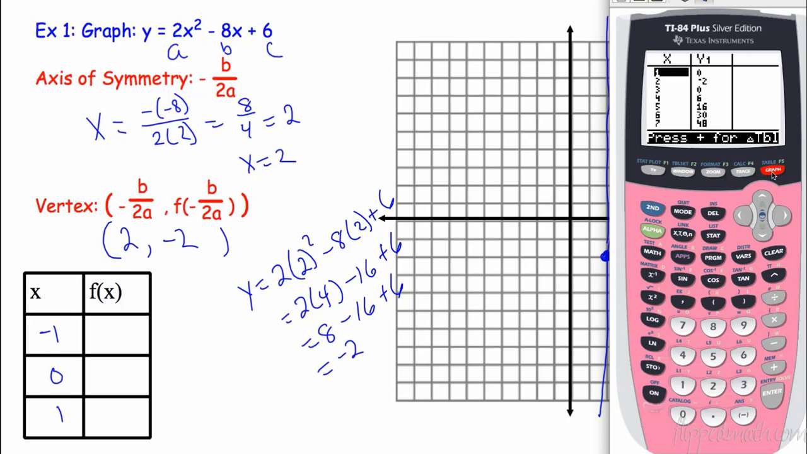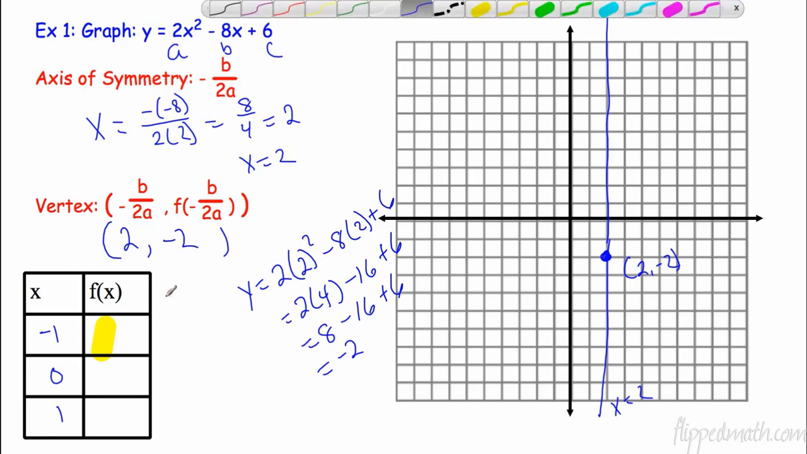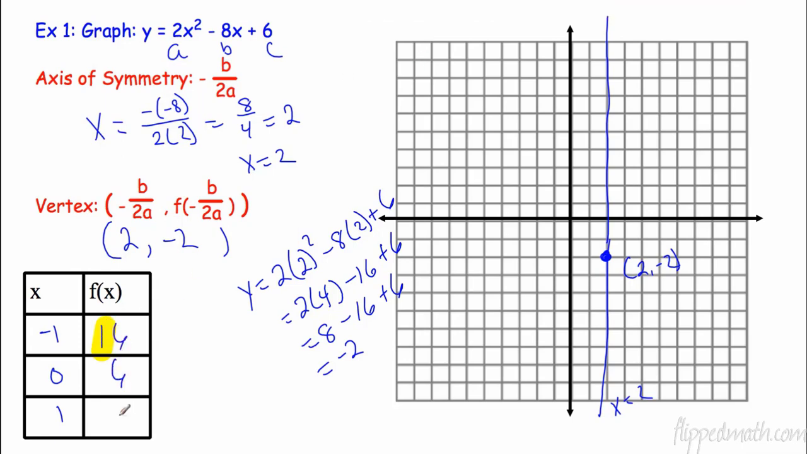So let's take a look. We want to know negative 1, 0, and 1. So let's scroll up here. Negative 1 was 16, 6, and 0. So come over here. 16, that's not going to work. 16, 6, and 0. So (1, 0) is right here.